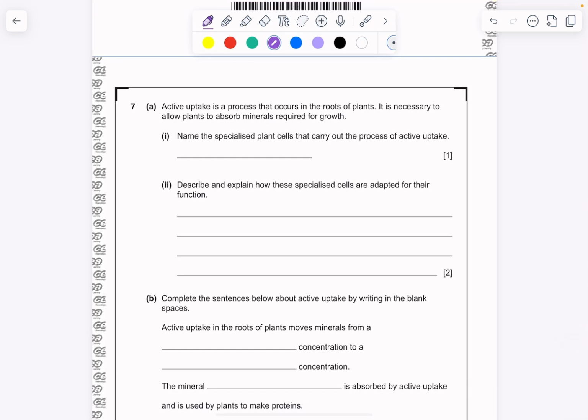Question 7. Active uptake is a process that occurs in roots of plants. It is necessary to allow plants to absorb minerals required for growth. Name the specialised plant cells that carry out this process of active uptake. This here is known as root hair cells.